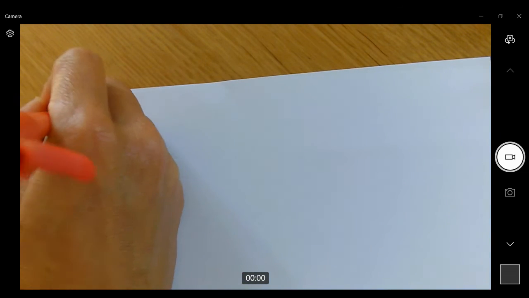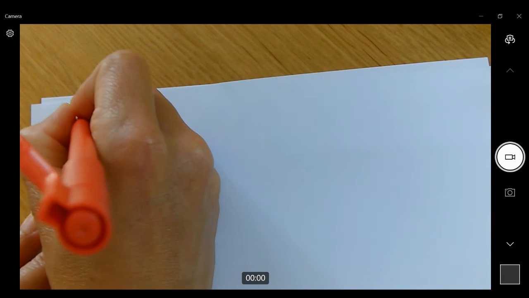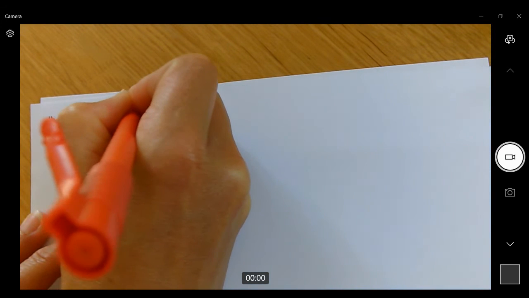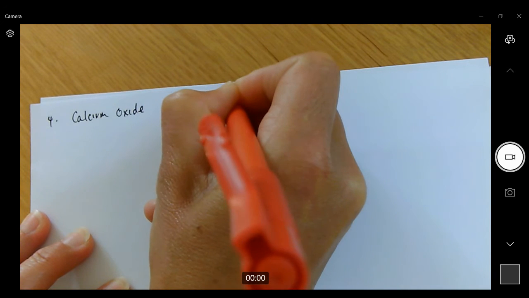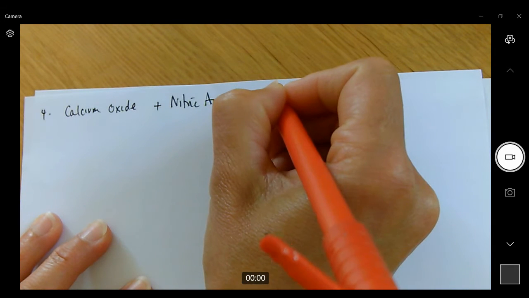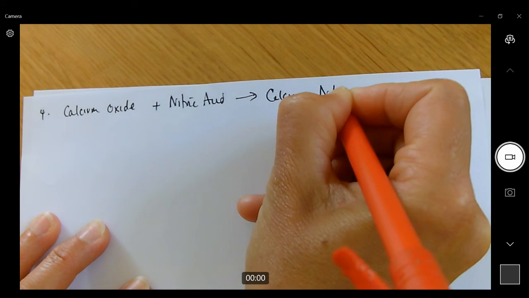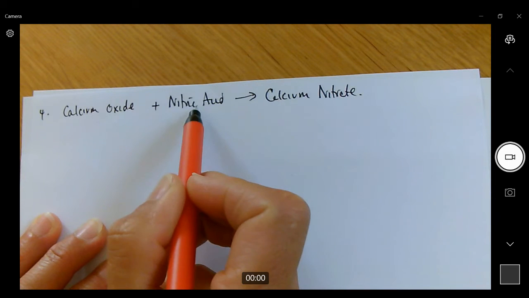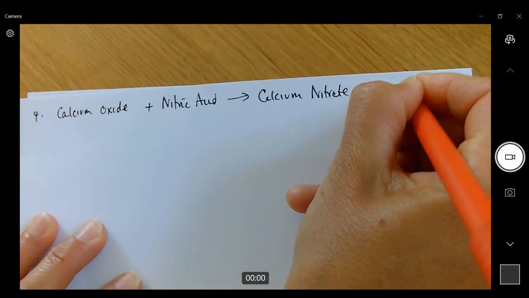Okay, so let's look at the next. I'm actually going to do number 4 now because it's a bit more tricky. So we have got calcium oxide plus nitric acid goes to, now we know that an oxide plus an acid gives us a salt plus water. So we've got calcium nitrate. Nitrate's coming from our nitric acid, our calcium's coming from our base, plus water.